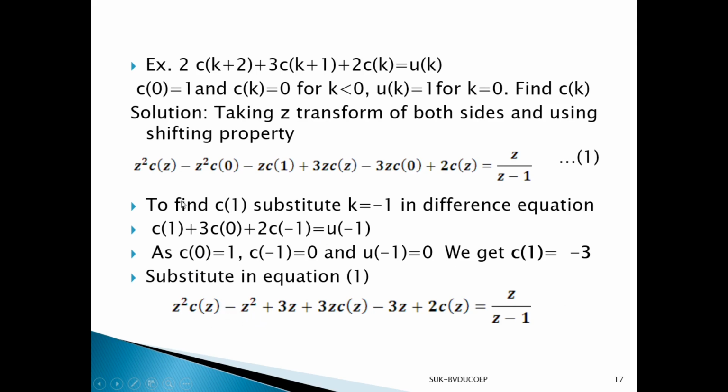C1 equal to minus 3, I am putting it here: z square C(z). C0 is 1, so I am writing minus z square. And C1 is minus 3, so this becomes plus 3z. And in this 3z C(z), C0 is 1, so minus 3z. And plus 2C(z), I have completed this, z square. And all C(z) terms I will take together. So z square plus 3z plus 2, the whole bracket into C(z). And the other terms I will take to this side.